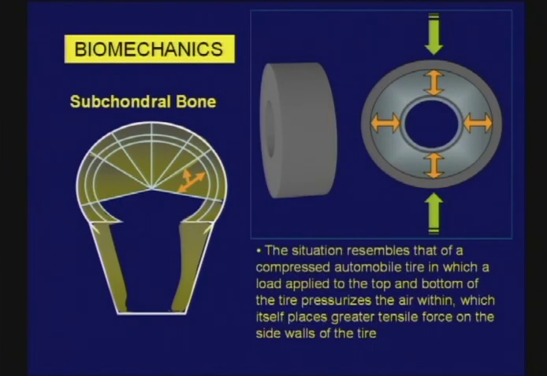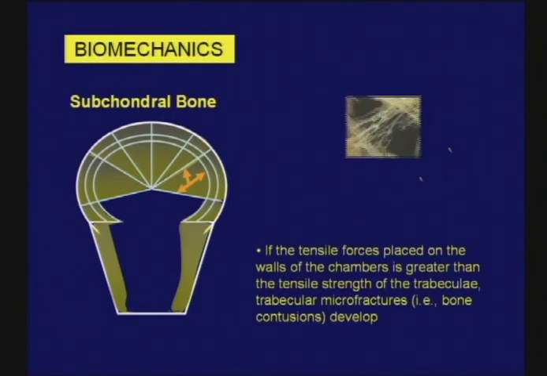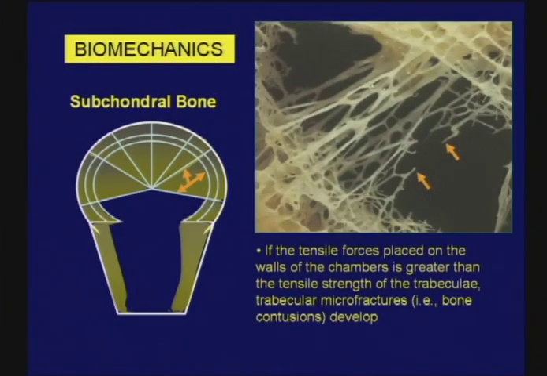In a way, it's like a tire. You think of the situation of a tire. You apply a load at the top and bottom of a tire. It pressurizes the air within the tire, which places a greater tensile load on the side walls of the tire. The same thing is happening within these trabecular compartments at the end of the bone. If the tensile force placed on the walls of the chamber is greater than the tensile strength of the trabeculae, microfractures develop. These are the bone contusions. We're going to be talking more about those in a few minutes.